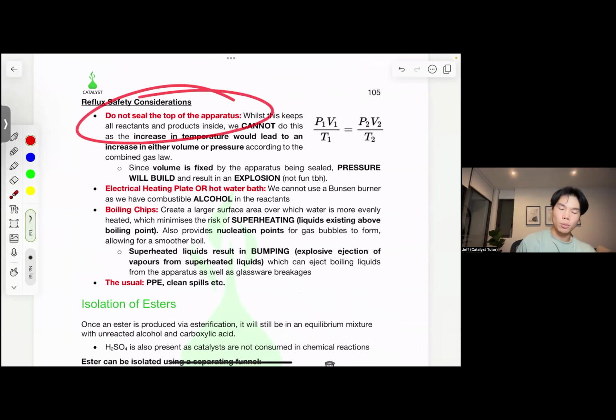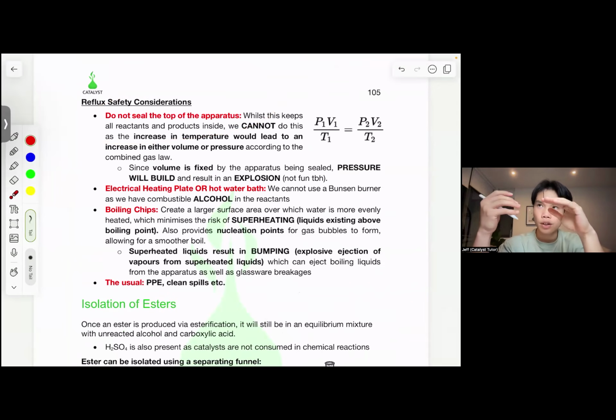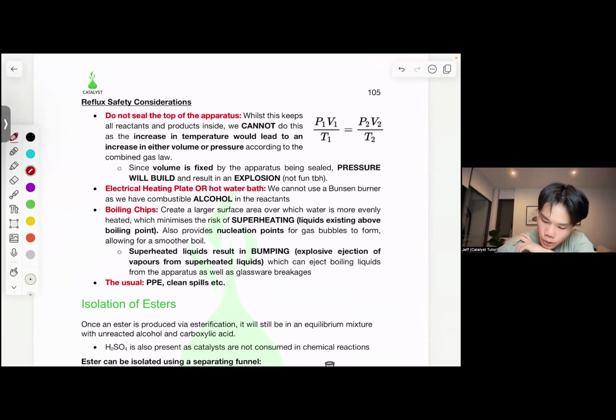Do not seal the top of your esterification process. If you seal the top, you're fixing the volume of your condenser or your flask. And that means as you heat up, you keep volume constant. So V1 is also V2 here. You can effectively cancel this out and you're comparing pressure against temperature. This is if you seal the top.